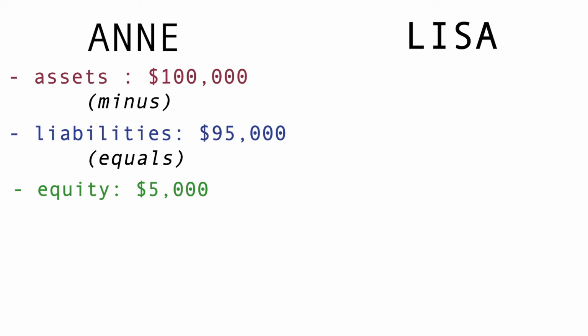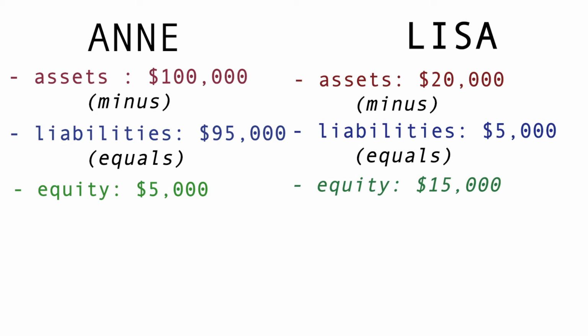Now, say we compare her with Lisa, who doesn't have all the things that Anne does. Her assets total $20,000. Now, if we were to just compare what they have, we would think that Anne was in a better financial position. After all, she does have significantly more assets than Lisa does. But if we consider the fact that Lisa only has $5,000 of debt compared to Anne's $95,000, we would find that Lisa is in a far better financial position than Anne. That's why the balance sheet is so important.